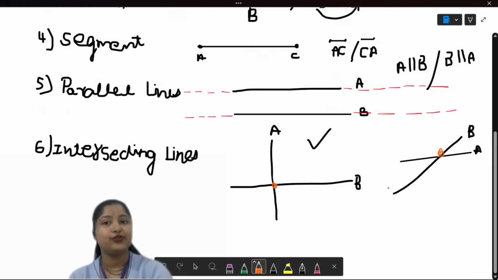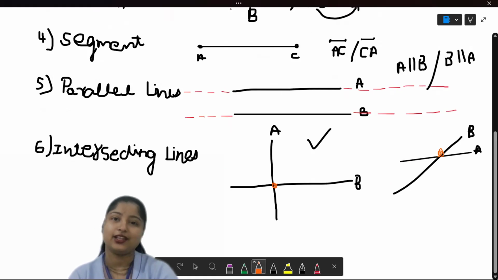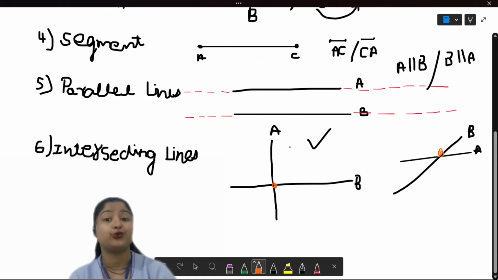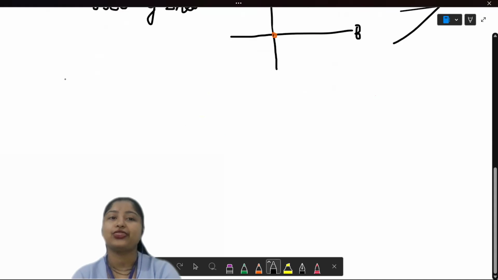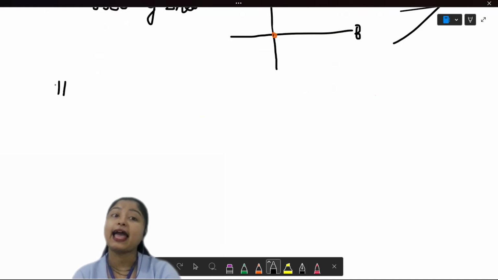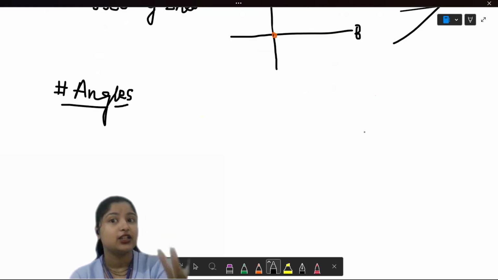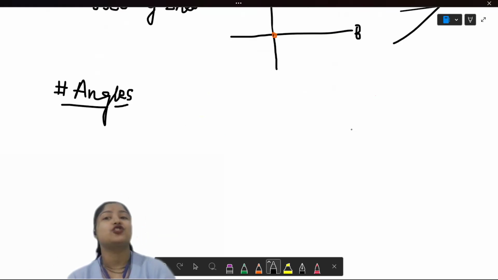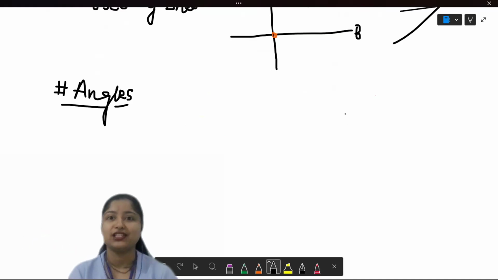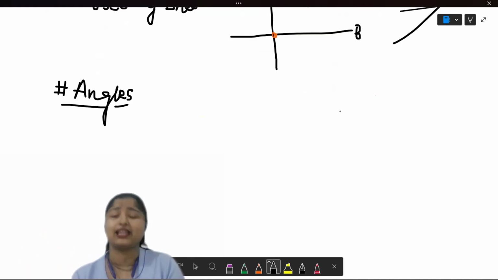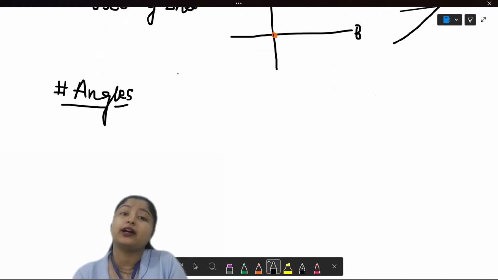Now, we'll be moving forward and extending this concept of lines into something really interesting, and that is going to be angles. It's such an amazing concept. They are formed with the lines that we have seen, right? They are just the extended version of the basic geometry of lines that we did: the ray, the line segment, the perpendicular, the parallel lines, the intersecting lines. That's it. They're so easy.